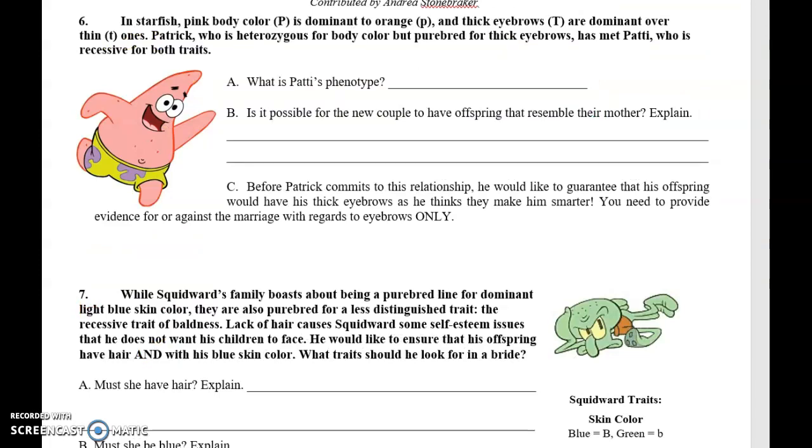It's asking what is Patty's phenotype. Well, her phenotype is her physical appearance. You know that she is recessive for both traits. What traits are we talking about? We're talking about pink versus orange. She's orange. And we're talking about thick versus thin eyebrows. So in this case, we know that Patty, who is recessive, has to be little p, little p, little t, little t. She's an orange, thin, eyebrowed chick. So we know that Patty is orange with thin eyebrows.